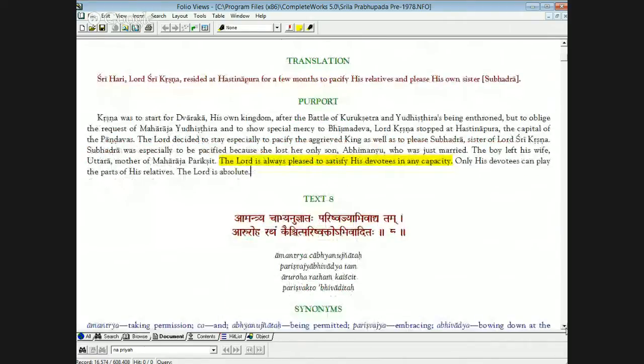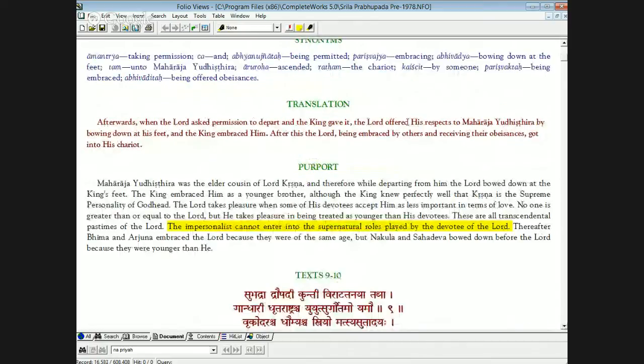Afterwards, when the Lord asked permission to depart and the king gave it, the Lord offered his respect to Maharaj Yudhishthira by bowing down at his feet, and the king embraced him. After this, the Lord, being embraced by others and receiving their obeisances, got into his chariot.